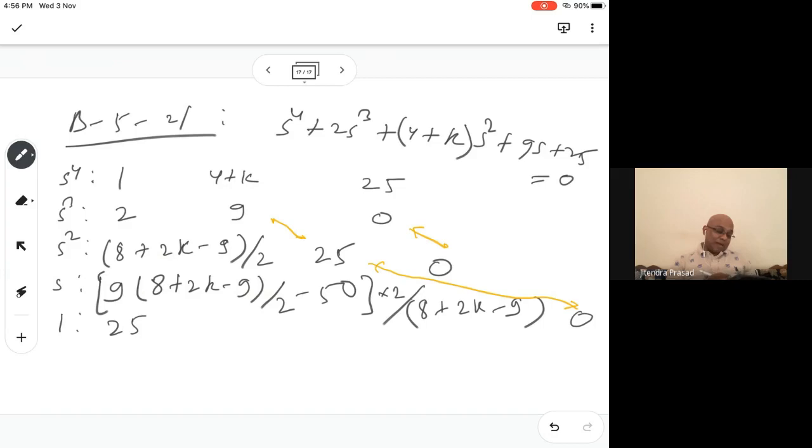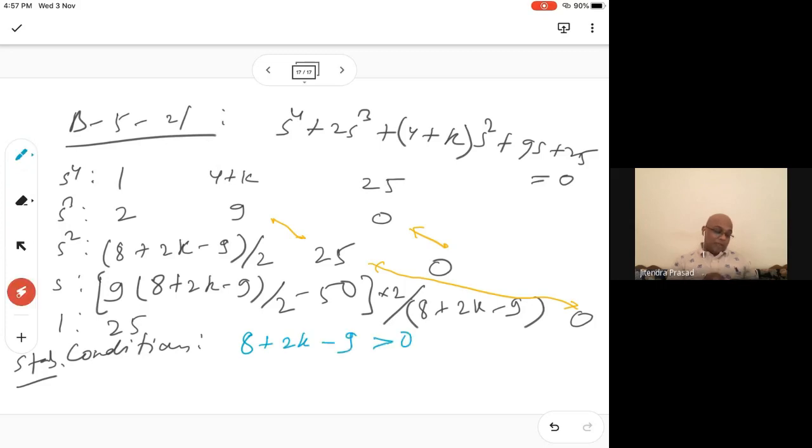So meaning that our criteria will be the stability conditions, right? So let's write in a different color. First is 8 plus 2k minus 9 greater than 0. I am not writing divided by 2 because anyway, if it is greater than 0, divided by 2 is also greater than 0. And that simply tells us that k will be greater than half. So k greater than 0.5.